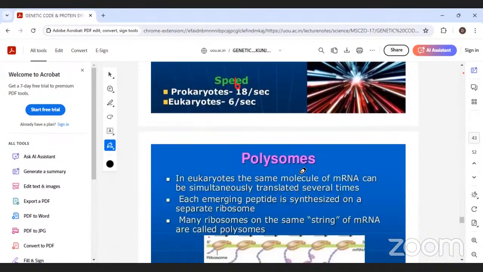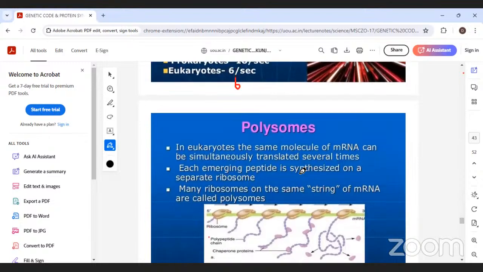This is a polysome, in eukaryotes even. In eukaryotes, the same molecule of mRNA can be simultaneously translated several times. Each emerging peptide is synthesized on a separate ribosome. Many ribosomes on the same strand of mRNA are called polysomes.